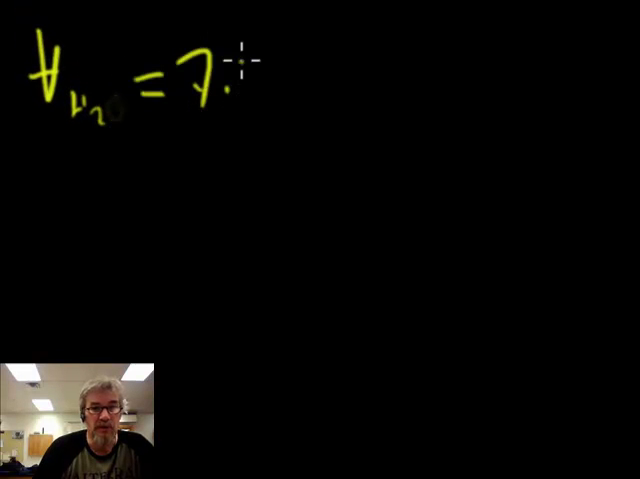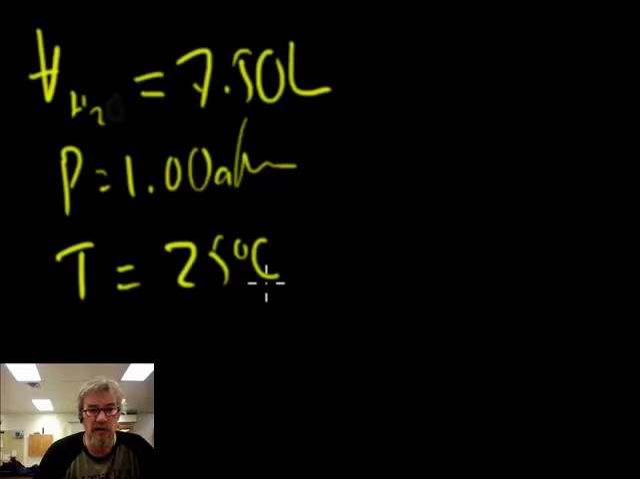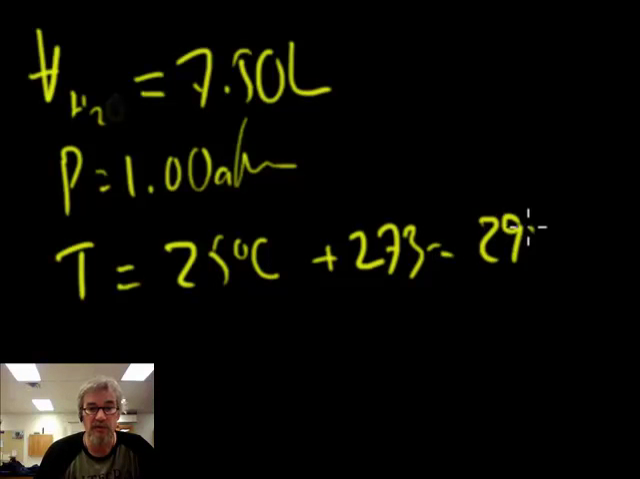We know that the volume of hydrogen is going to be equal to 7.50 liters. We know that this is happening at a pressure of 1 atmosphere, and we know it's happening at a temperature of 25 degrees C. And since none of these gas laws work with Celsius temperature, let's just change that right away by adding 273. We know that our temperature is 298 kelvins.